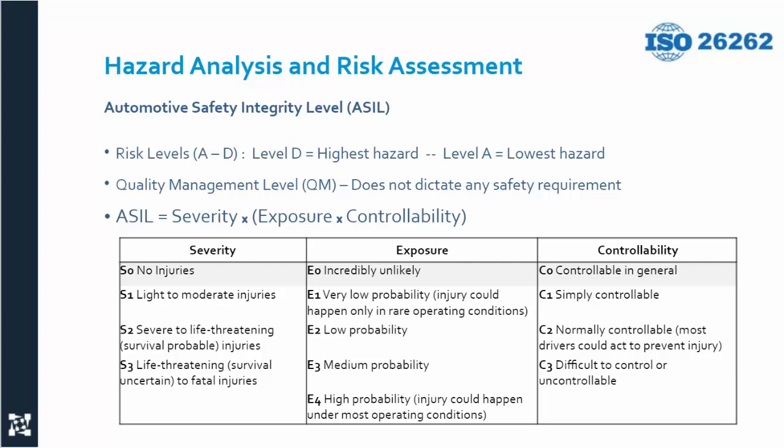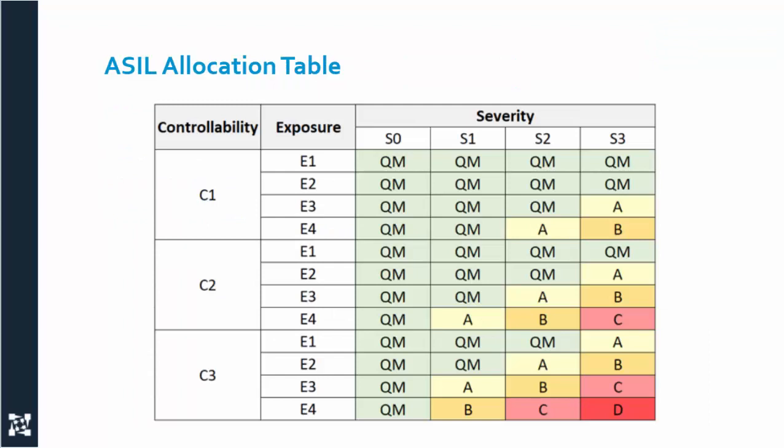Now, to be more specific, severity represents what would be the impact or damage if the failure occurred. Exposure represents the frequency or probability that the failure would occur. And controllability is the extent to which we can ensure that the event doesn't happen. But better yet, there are several tables out there, and let's take a look at one of those. This is an example where it's very easy to read, and you can see the ASIL levels and the colors based on severity, exposure, and controllability.